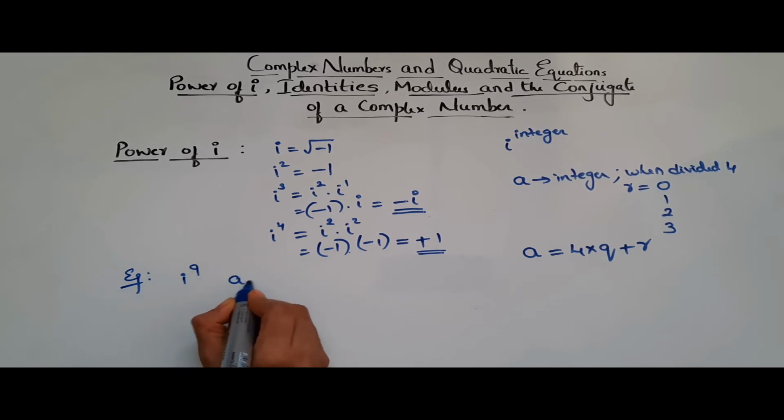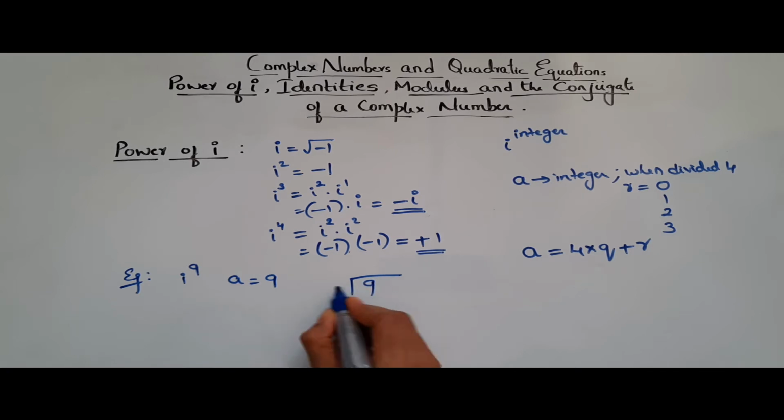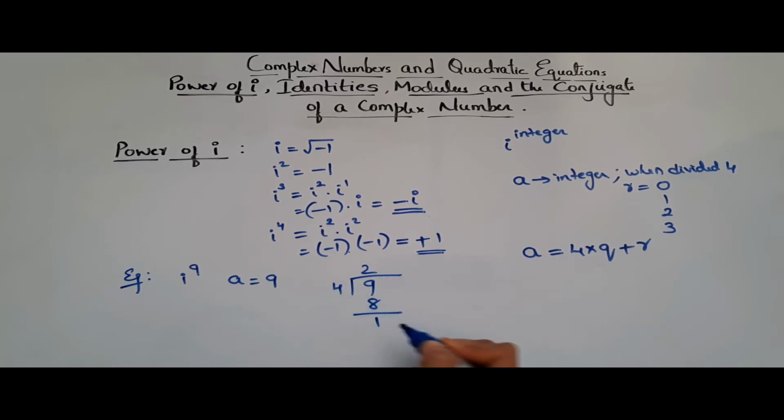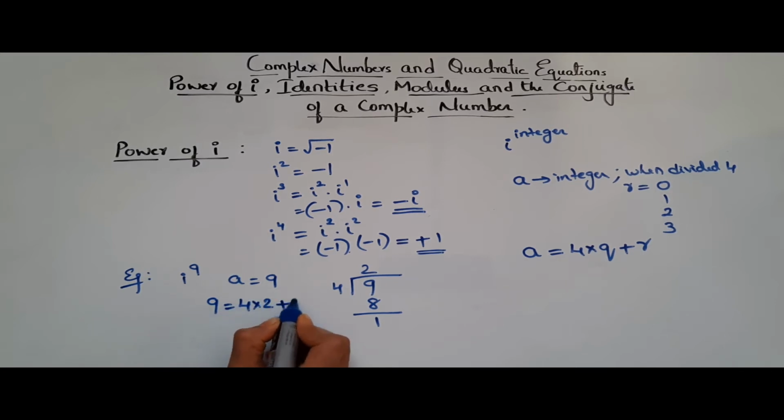So here a is equal to 9. When you divide this 9 by 4, 4 2s are 8, 1 is the remainder. Here q is nothing but the quotient. So now how can you write this 9? 9 is equal to 4 into 2 plus 1. Agreed? 4 2s are 8 plus 1 will give you 9, right? So this is what Euclid's division lemma is. In this case the remainder is 1.